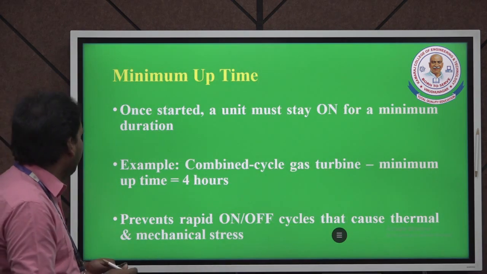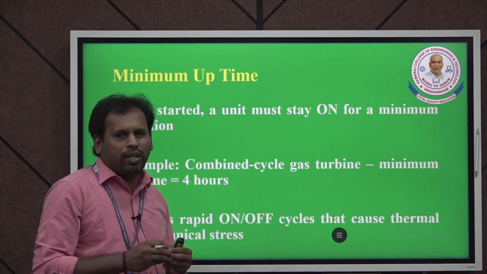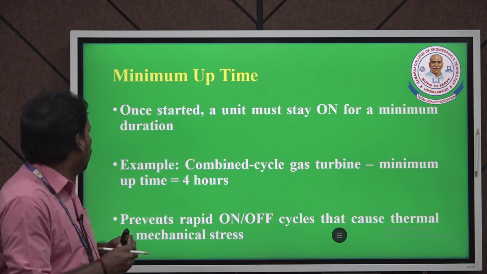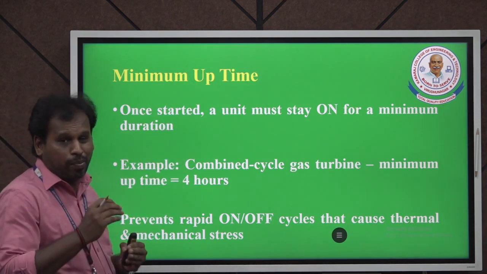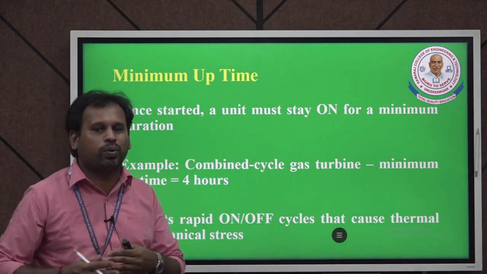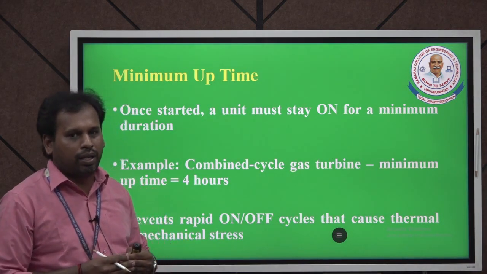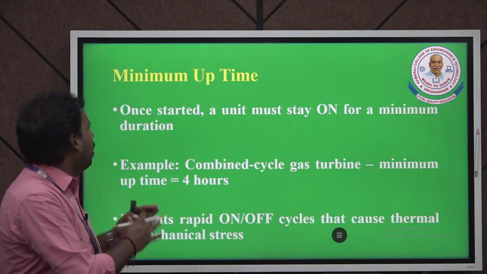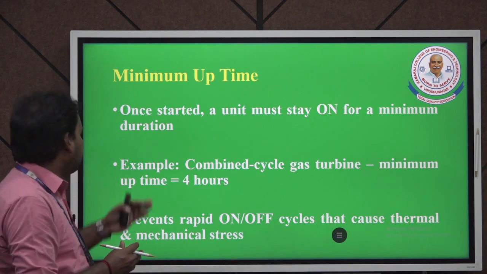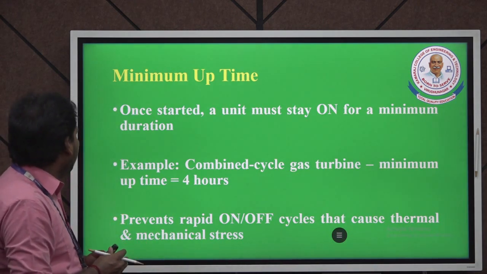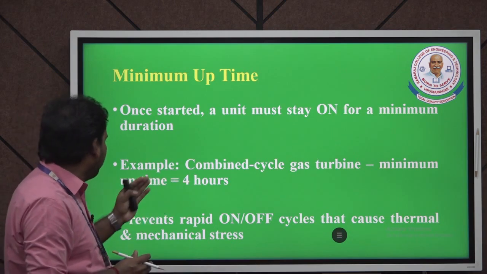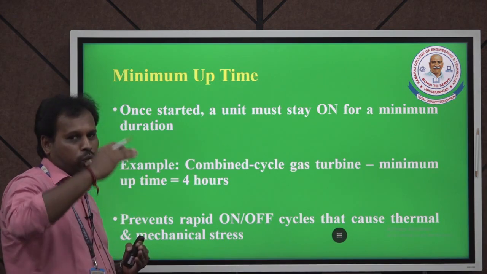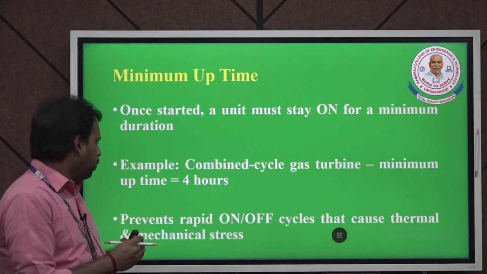The second one is minimum uptime. Once started, every unit must stay on for a particular minimum duration. For example, if I turn on a thermal generating plant, I cannot turn it off immediately. It will stay on for some time. That is the minimum uptime. For example, for a combined cycle gas turbine the minimum uptime is 4 hours, and output will be gradually increased to attain the maximum power output.